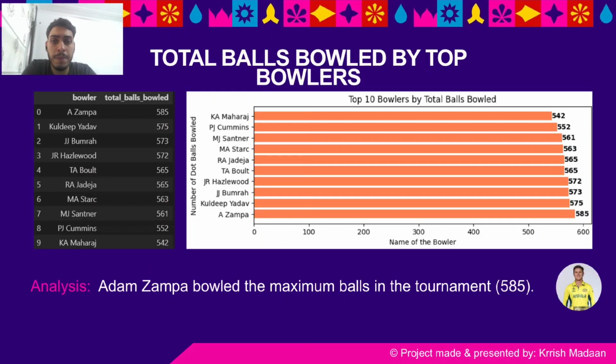So moving further, the total number of balls bowled by all the top bowlers. Adam Zampa leads the list with the most number of balls bowled in the tournament, that is 585.